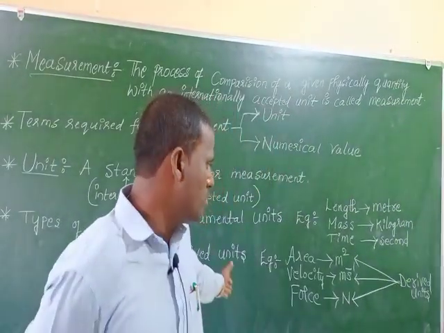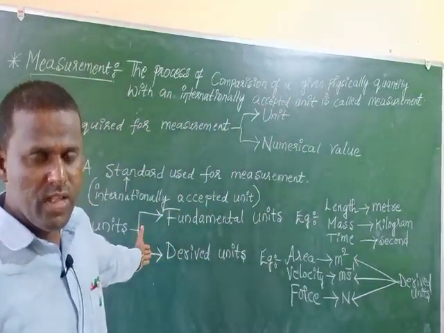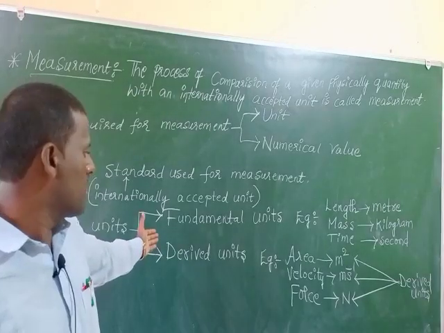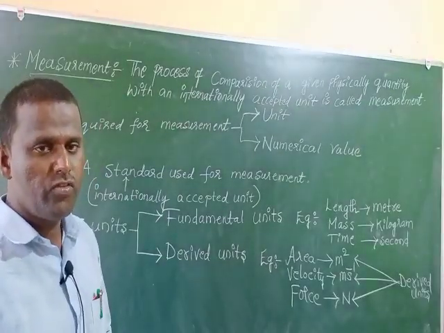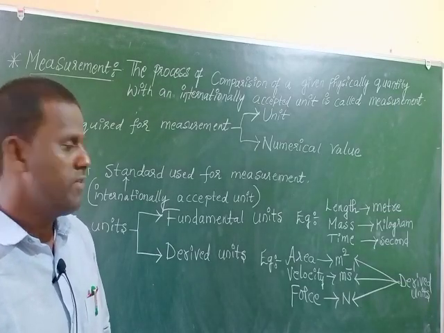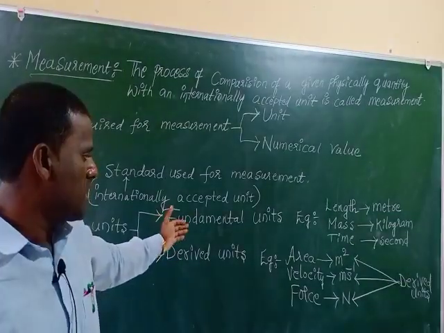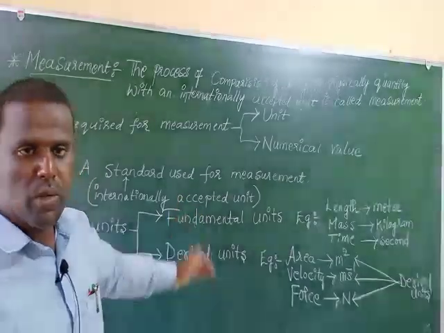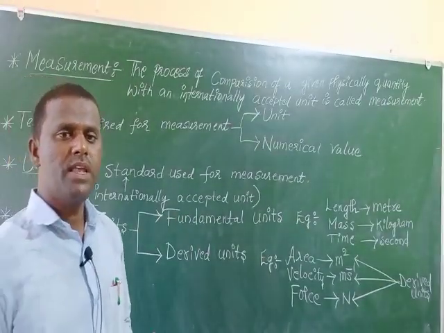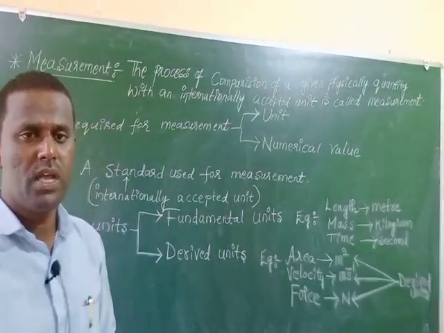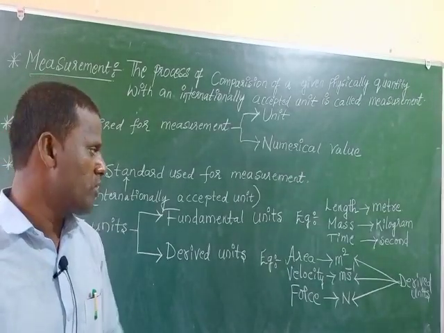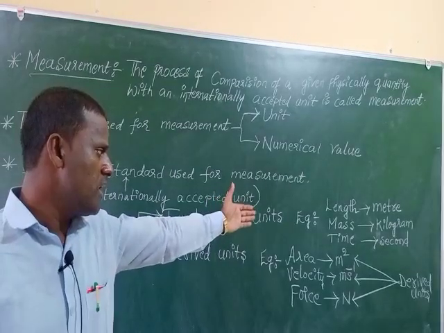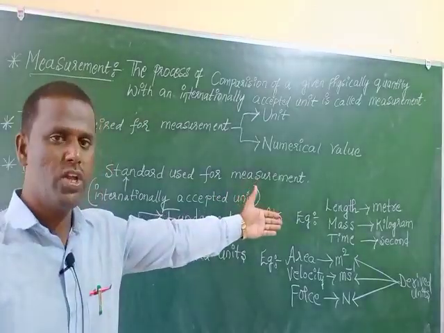Then come derived units. The units used for measuring derived quantities are called derived units. Because, say for example, area is a derived quantity. To measure area we use meter square or square meter. For area, square meter is the unit, that is a derived unit.